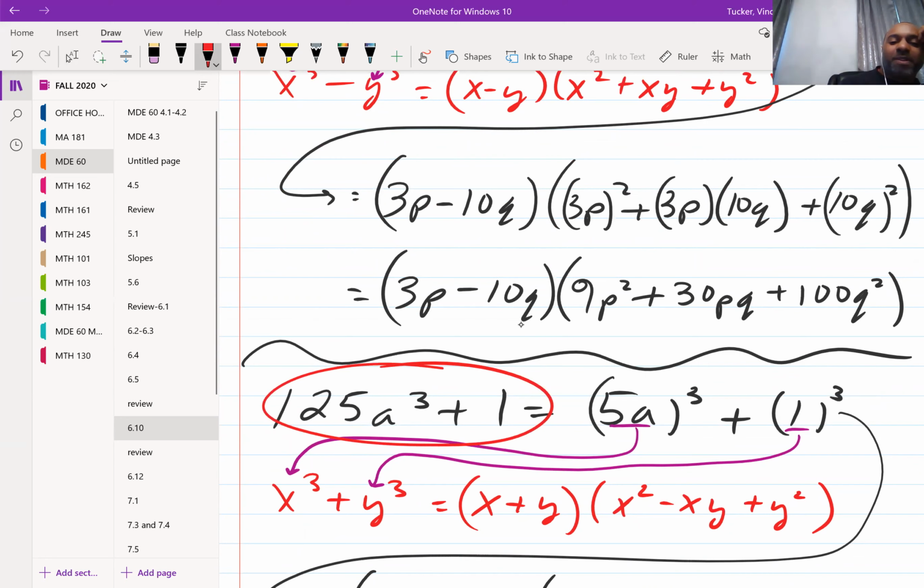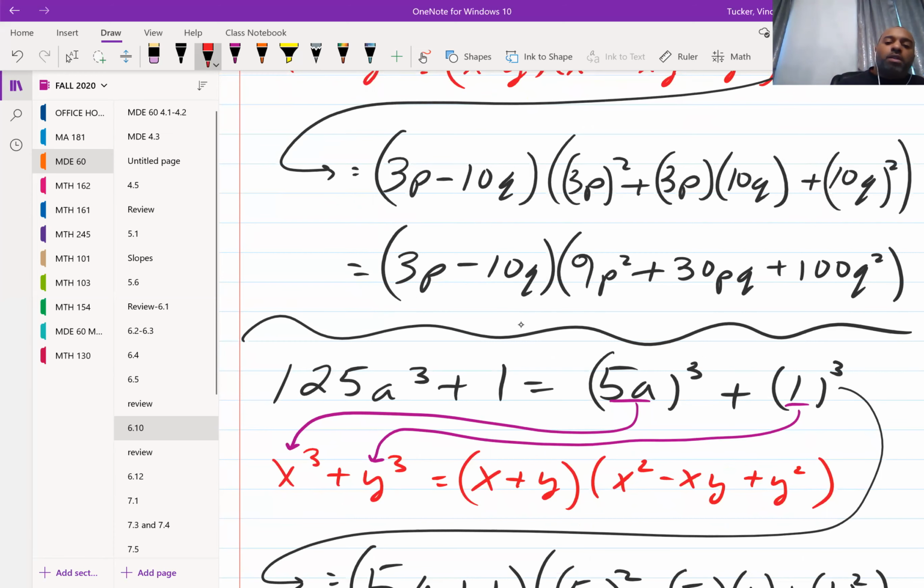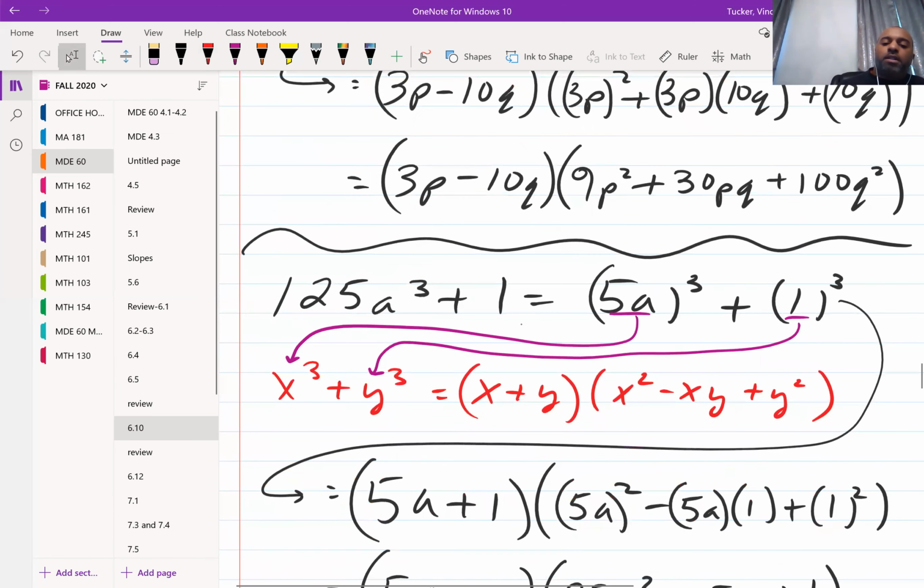So let's look at another one. 125a cubed plus 1. All right. Once again, we see this cube right here, so we know we're not dealing with squares. So you ask yourself, is 125 a perfect cube? The answer is yes, that's 5 times 5 times 5. Also, 1 is a perfect cube. 1 times 1 times 1 is 1. So we have the sum of two perfect cubes, and since we have that, we can plug those into the formula: 5a for x, 1 for y. And that's what we have right here.